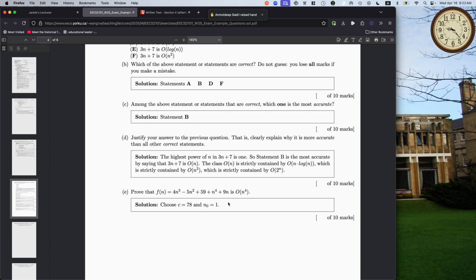And question. Amodeep, go ahead. I have a question on 3E. I was just wondering, is there an example where n0 equals 1 will not work? Will not work? Yeah, absolutely.